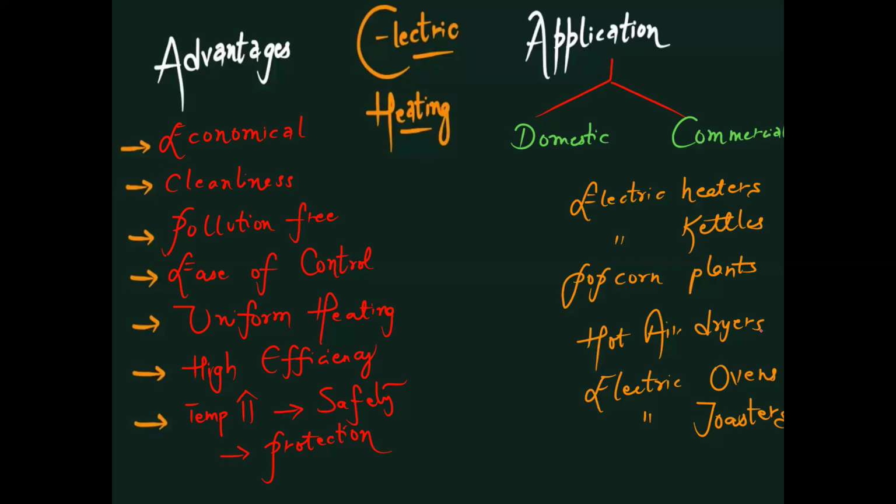Coming to the part of advantages of this particular electric heating, it's obviously economical, cost-wise, cleanliness, no pollution-wise, it's pollution-free. Easy to control everything here. Uniform distribution in terms of capacitance. Efficiency is also higher there. Temperature also is higher. Safety-wise and protection-wise, everything is possible in terms of electric heating advantages. In terms of applications point of view, domestic or commercial point of view, we can have some heaters, kettles, dryers, ovens, toasters, everything. We can use it in a household purpose-wise.